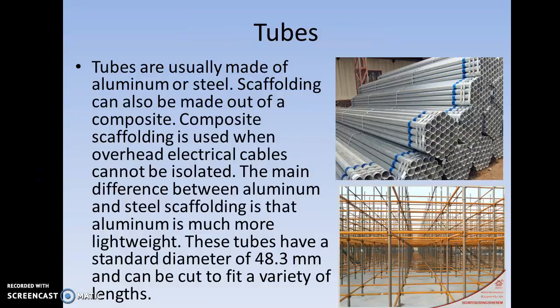Tubes are usually made of aluminum or steel. Scaffolding can also be made out of composite. Composite scaffolding is used when overhead electrical cables cannot be isolated. The main difference between aluminum and steel scaffolding is that aluminum is much more lightweight. These tubes have a standard diameter of 48.3 millimeters and can be cut to fit a variety of lengths.